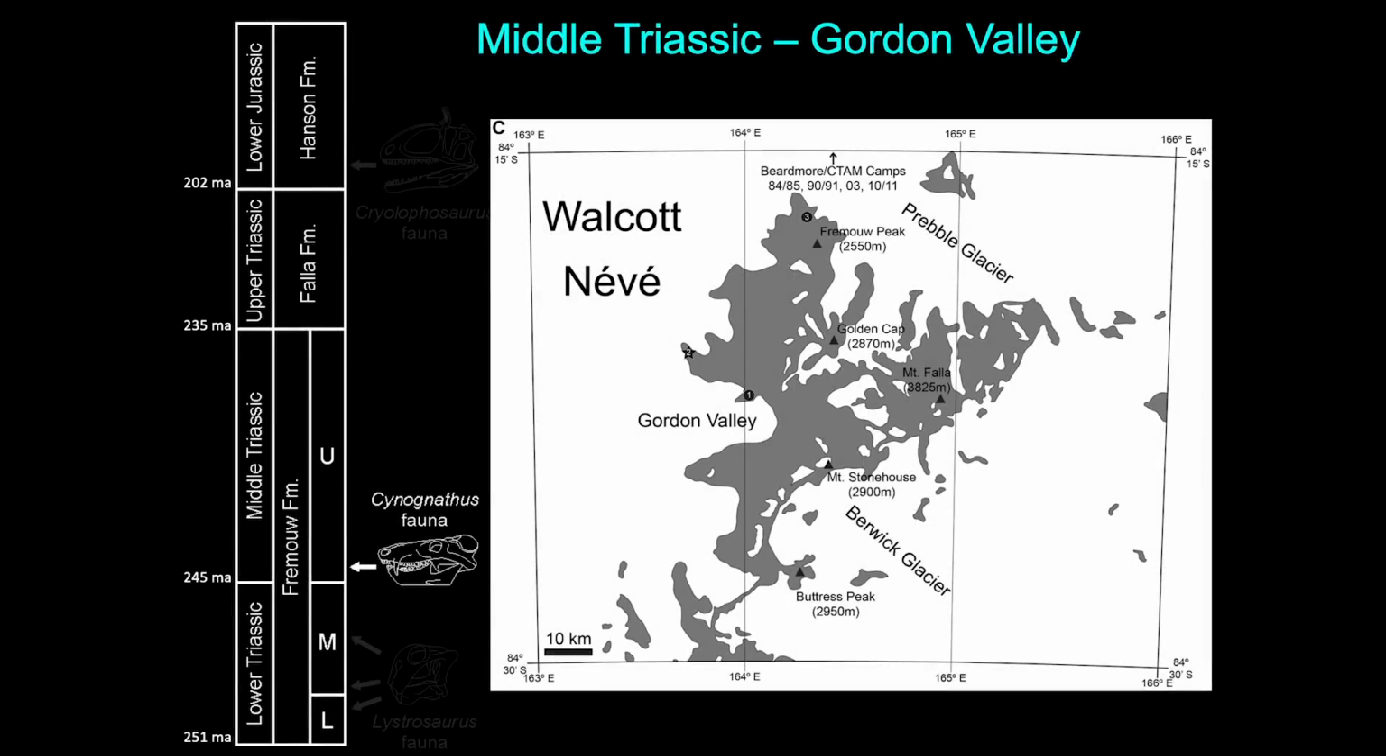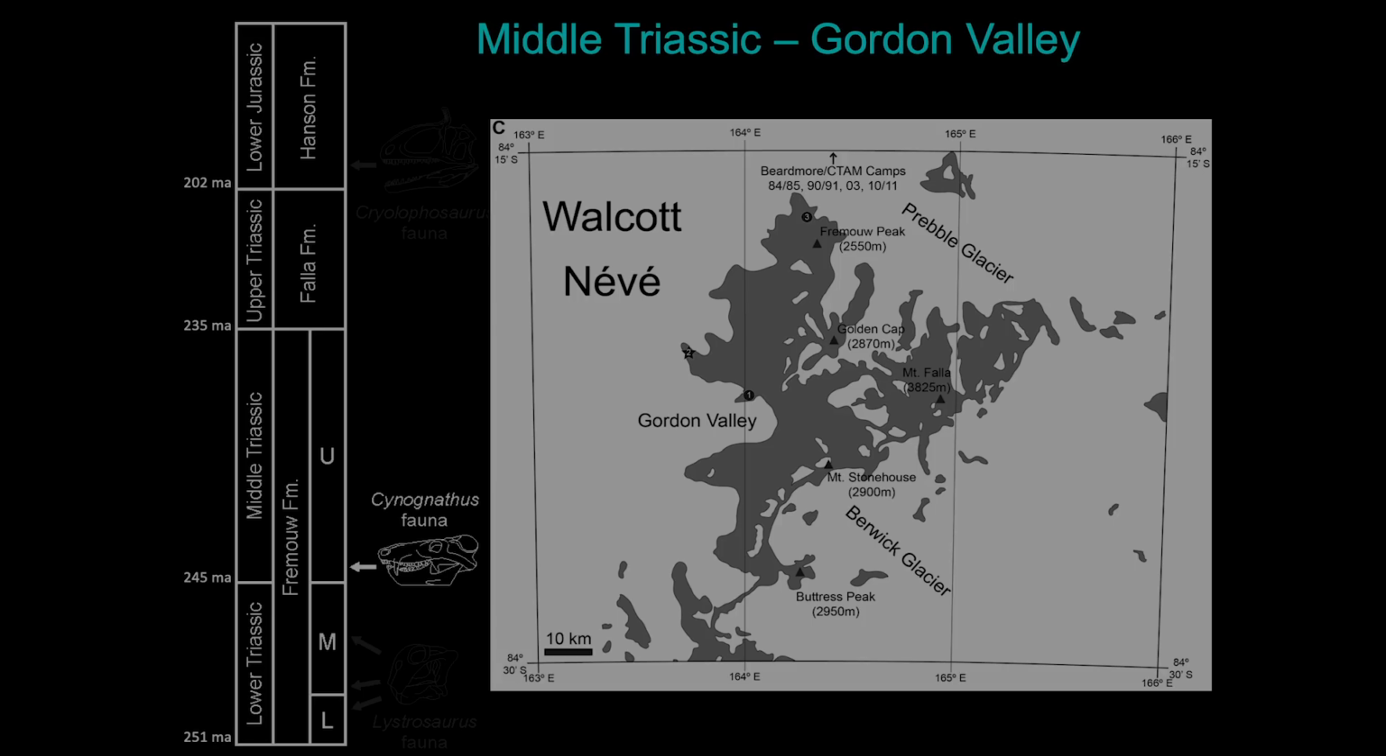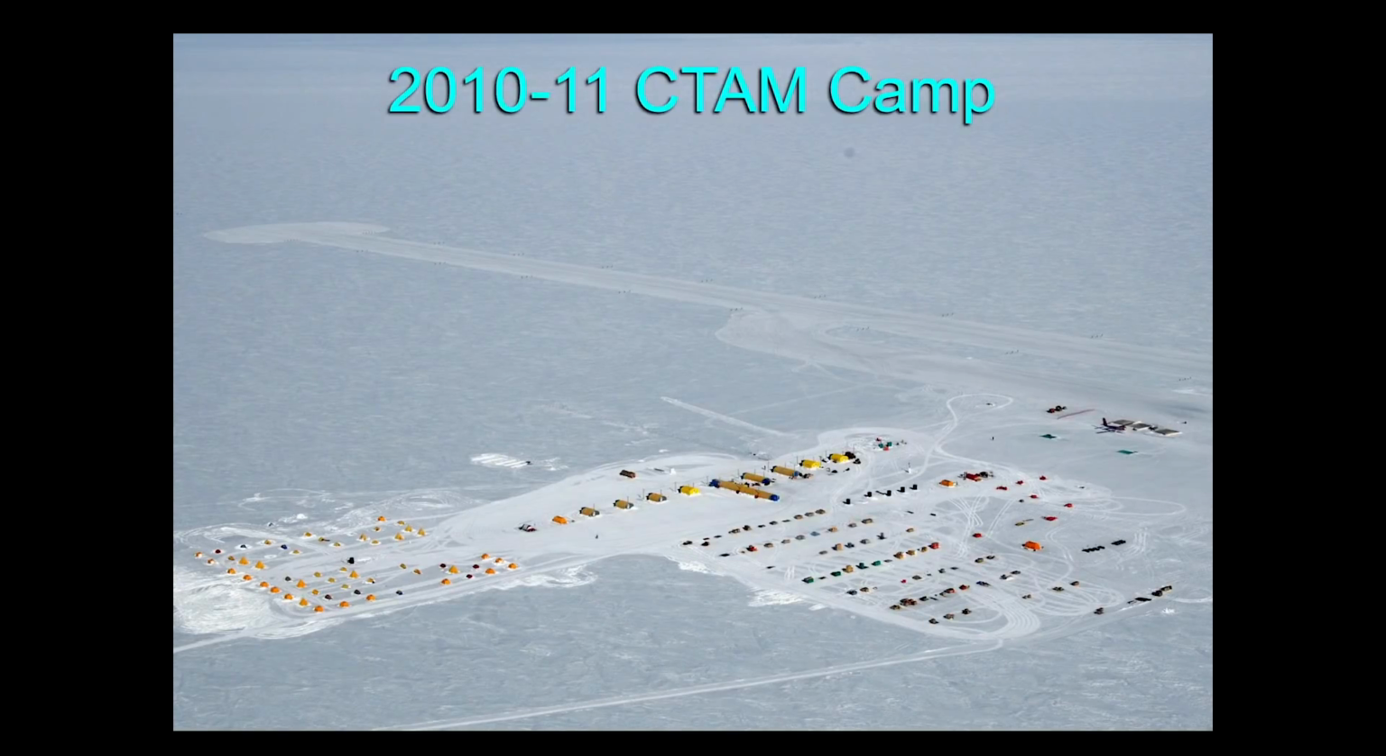Now I'm going to quickly move up section a little bit and get us into the middle Triassic. So we have fossils from the upper Fremouw Formation from a region named Gordon Valley that's closer to the Beardmore Glacier. There's only a couple of sites that these are known from. This is the last time an expedition took place in the Beardmore. This was in 2010. This is an overview of that camp.